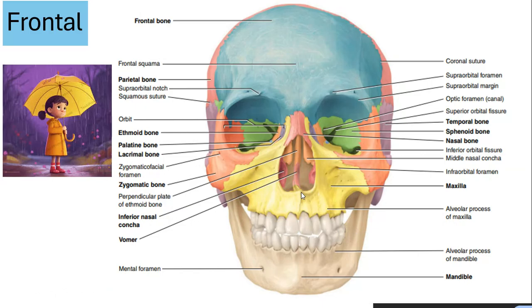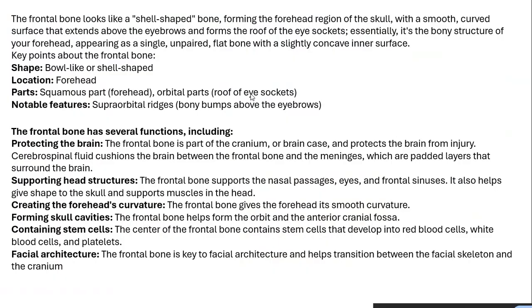Okay, so this is the frontal, all right? Frontal bone. This area in blue is the frontal bone, all right? So remember the girl with the umbrella? So that's exactly how the frontal bone is. It protects the front part. The frontal bone looks like a shell-shaped bone, right? Forming the forehead region of the skull with a smooth covered surface that extends above the eyebrows and forms the roof of the eye sockets.